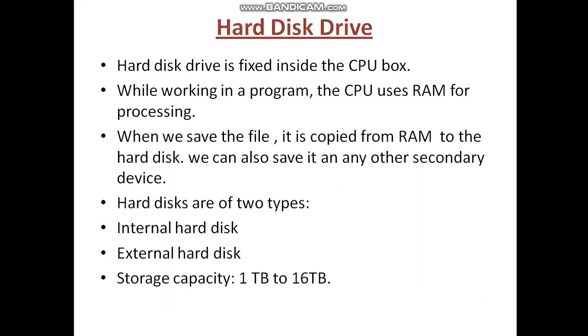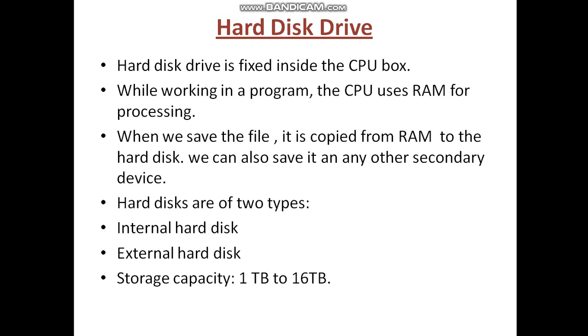Now, first is the hard disk drive. A hard disk drive is fixed inside the CPU box. You all know that the hard disk is for storing a large amount of data, up to 16 terabytes. While working in a program, the CPU uses RAM for processing. When we save the file, it is copied from RAM to the hard disk. We can also save it in any other secondary devices like your pen drive.